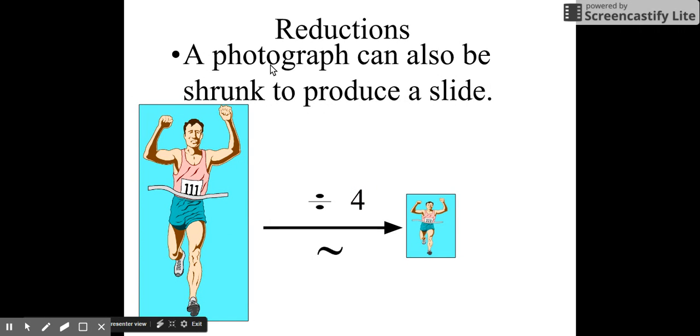A reduction. A reduction is a photograph that can also be shrunk to produce a slide. So for example, if I have this very large cutout, I want to make it smaller for probably like a pamphlet or to put into, for example, this presentation. What I do is I end up reducing that by a division of 4.